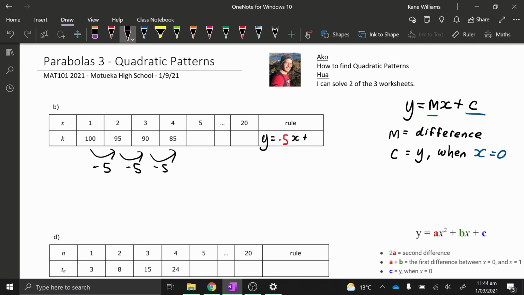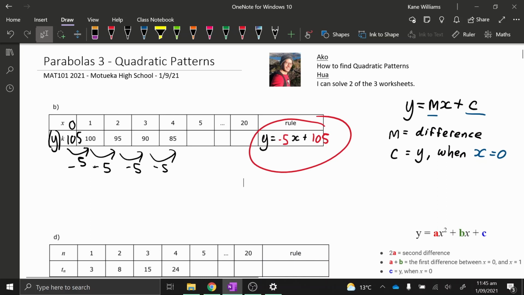And c is y when x is 0. So when x is 0, in this case we don't have y, we have a k, but it's the same idea really, because k depends on x, y depends on x. So to find y when x is 0, we've got to reverse it. So instead of minusing 5, we've got to add 5 if we're going back. So it's going to be 105. Very good. So c is 105. So our equation must be y equals minus 5x plus 105.